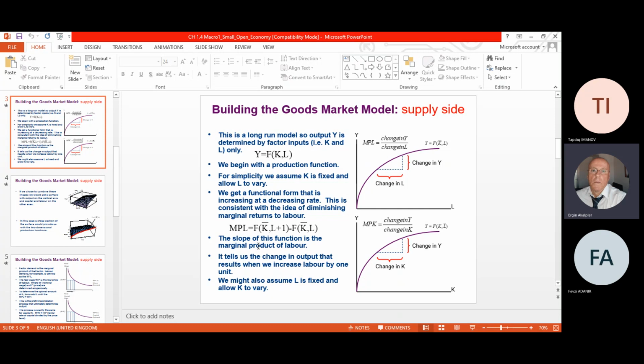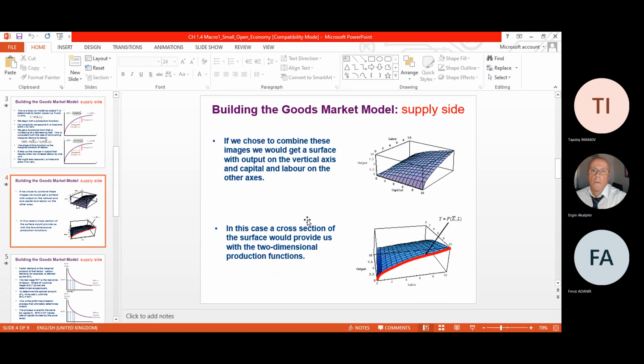It is also telling us the change in output that results when labor is increased by 1 unit. This will cause some increase in output, but a decreasing amount of increase is supposed to be realized. A similar approach can be applied to capital, where now the labor is supposed to be fixed, and this will then allow us to change the capital.